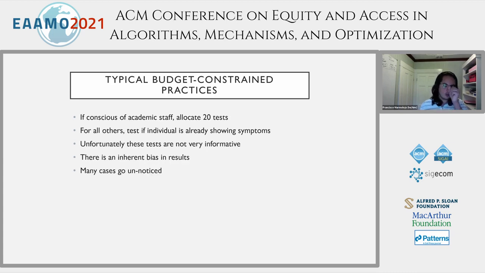And so what might be a typical budget constraint practice? What happens much of the time in Mexico is that perhaps with these 500 tests, if one is conscious of academic staff, I might allocate 20 tests to that academic staff, perfectly knowing who is infected, who isn't amongst the professors. And for everyone else, if they're showing symptoms, test them. Unfortunately, these tests aren't very informative, and there's an inherent bias in the result. And what we'll see is actually many cases go unnoticed.